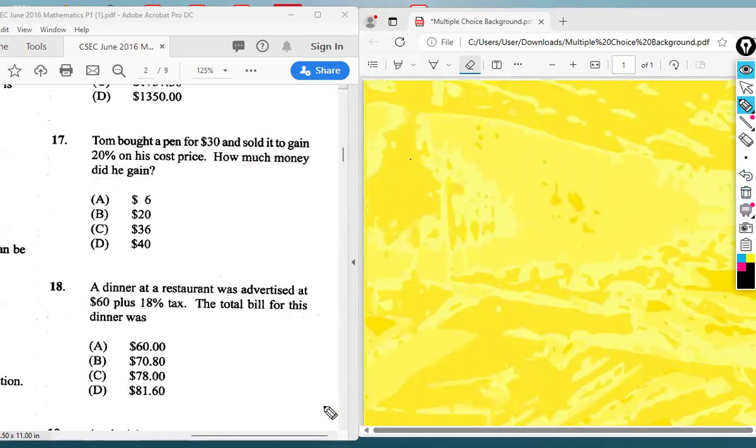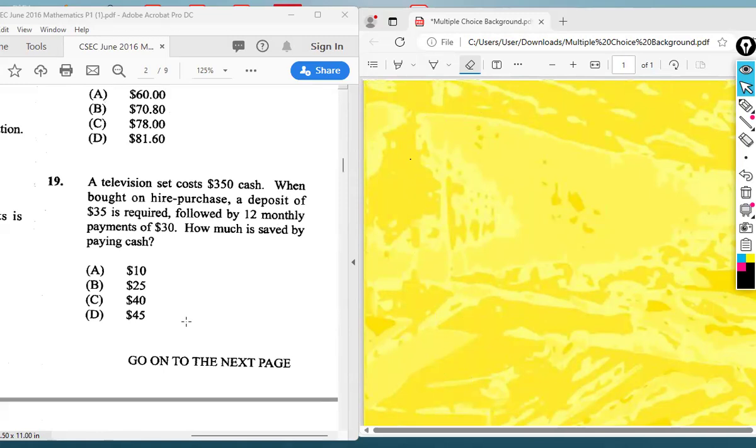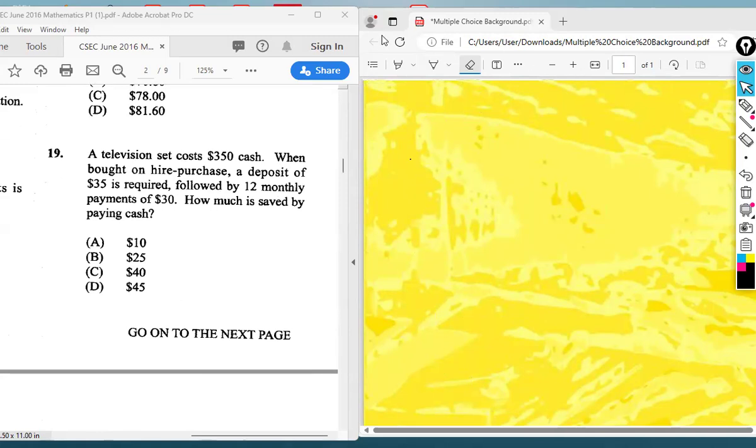Let's say we get 19 and 20 to fit. Well, only number 19 could fit here for the time being. All right, good luck as usual.